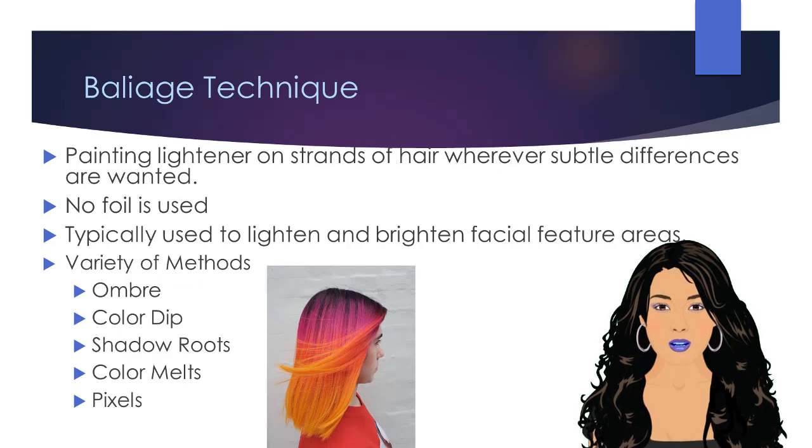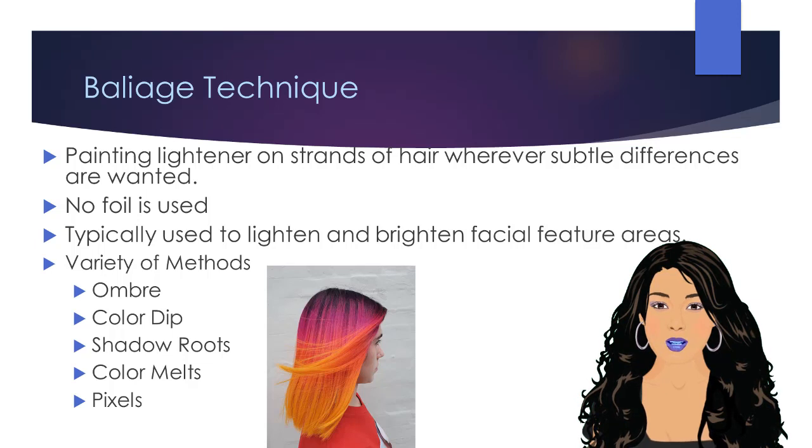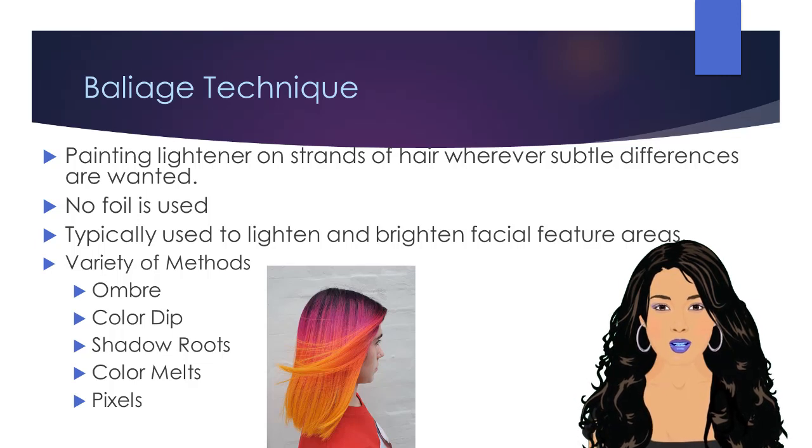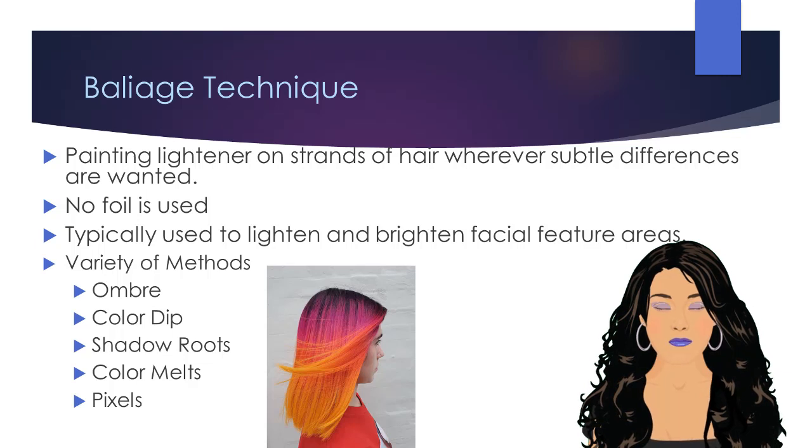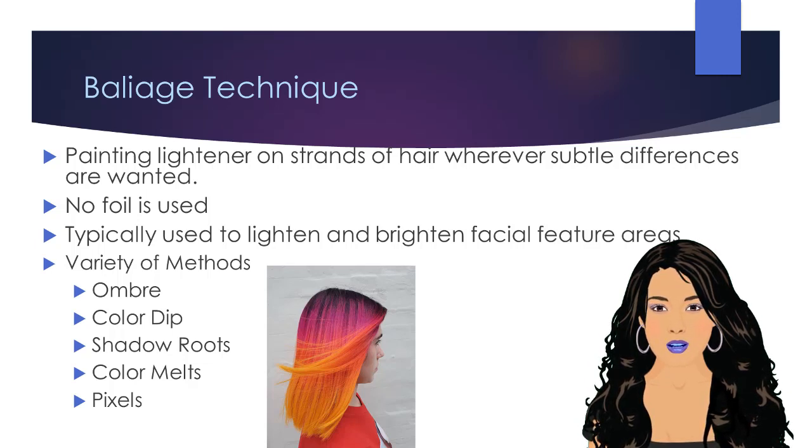Balayage is also known as the free-form technique. This method consists of using the color brush to paint lightener onto strands of hair wherever subtle differences are wanted. This technique does not use foil. Some stylists may use plastic wrap to keep some sections separated and to keep the lightening product moist. This method is typically used to lighten and brighten facial feature areas, but is also used in a variety of methods to create different effects depending upon the client's desired outcome.